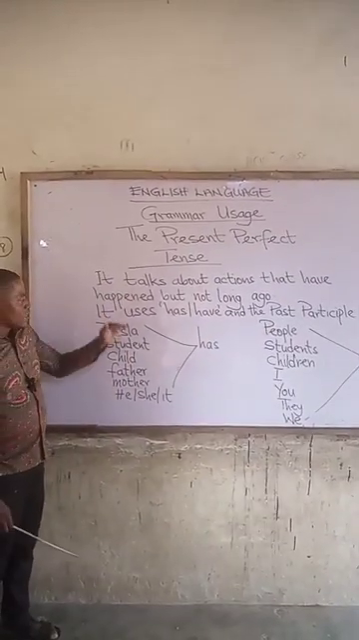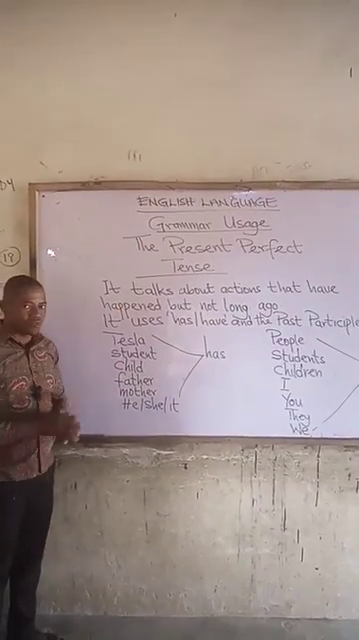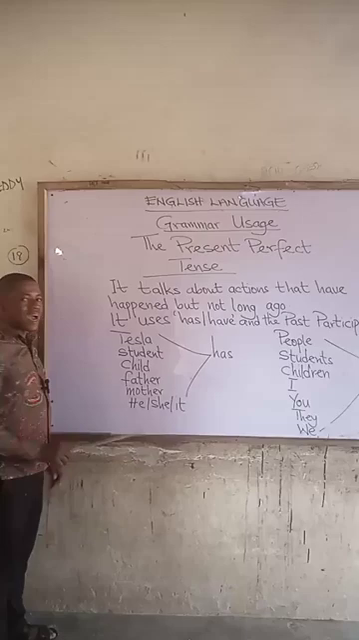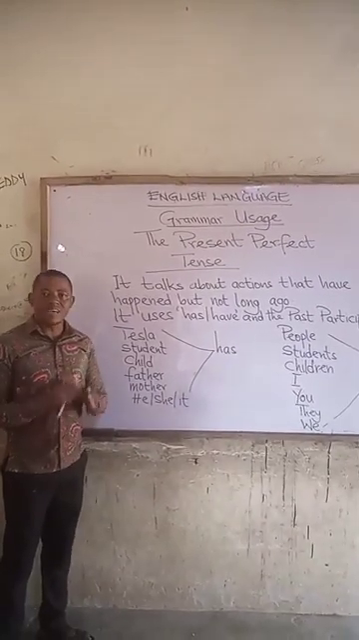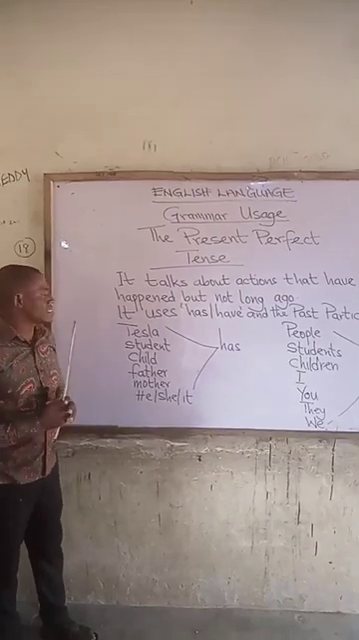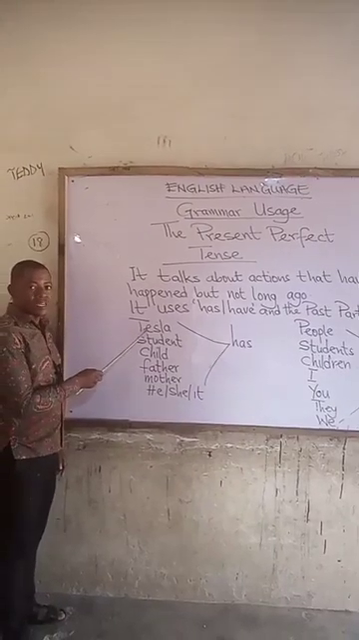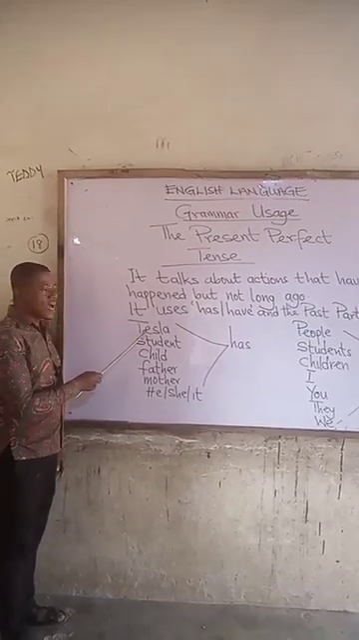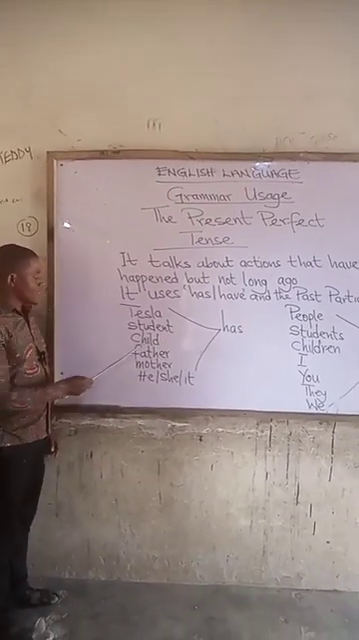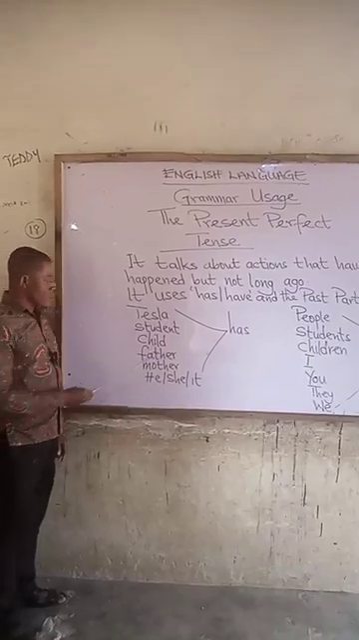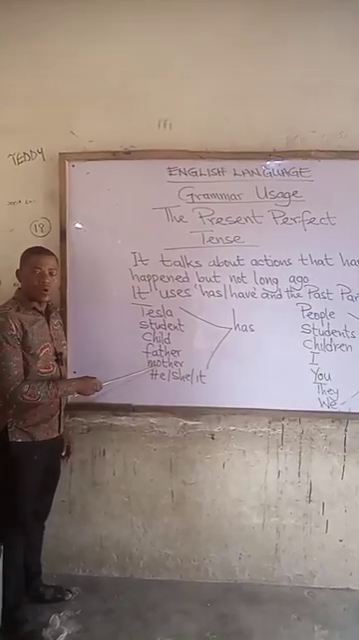Now, you are not going to use them anyhow. You have to go according to this rule. So anytime that you use a singular noun in a sentence, for instance, Tesla, which is a singular noun. Student is also a singular noun. Child is also a singular noun. Father is also a singular noun. And mother is also a singular noun.